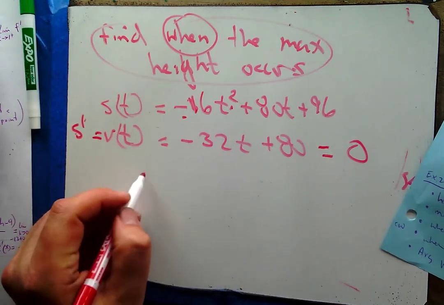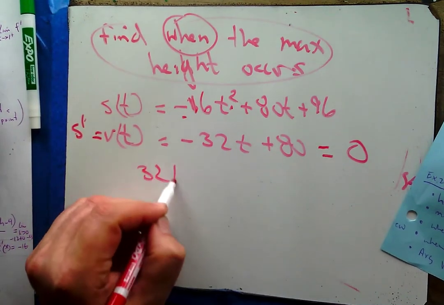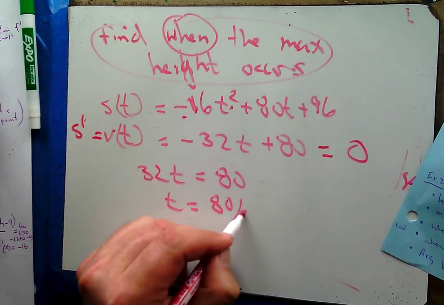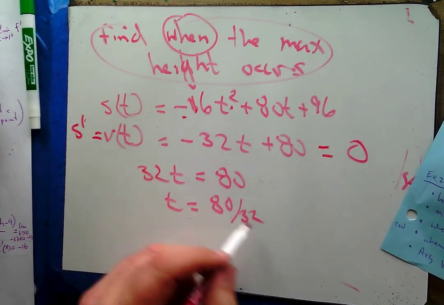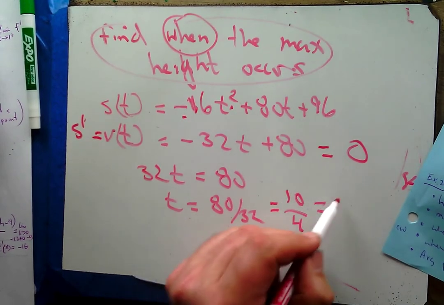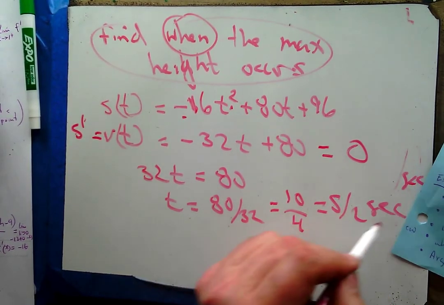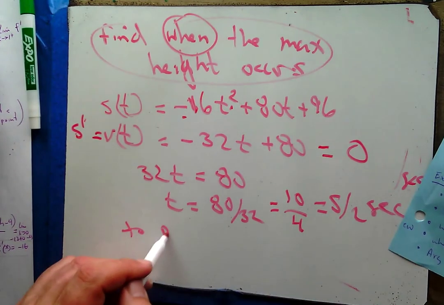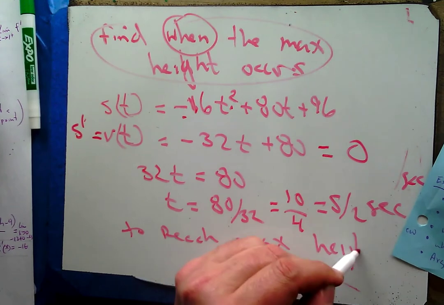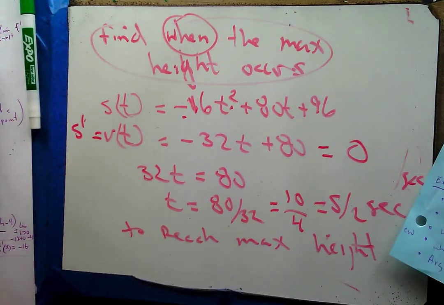So if I set the slope of position, or velocity, equal to 0, I can find out when the maximum height occurs. So I'm going to add 32t to both sides. And so t equals 80 over 32. I can take an 8 out of each of those, and I get 10 over 4, so 5/2 seconds to reach max height. Okay, what else?